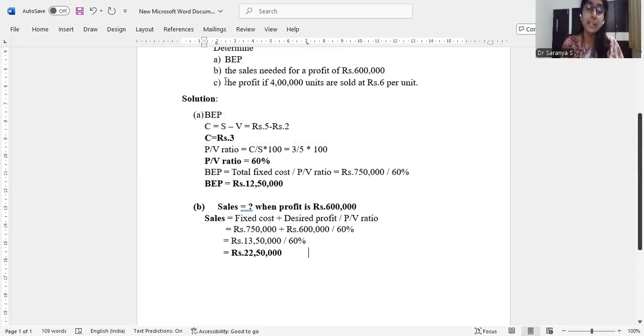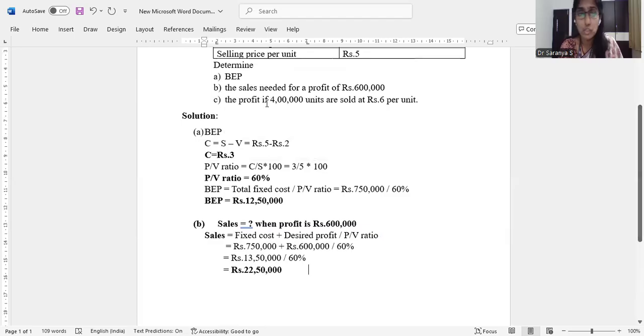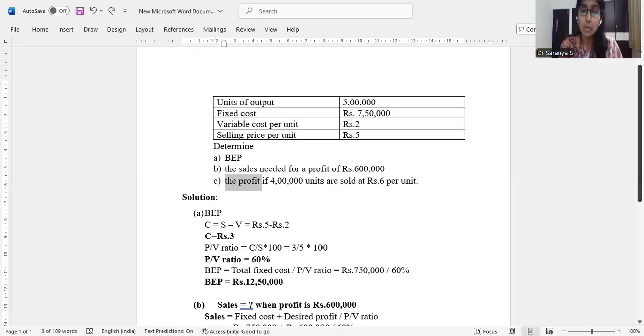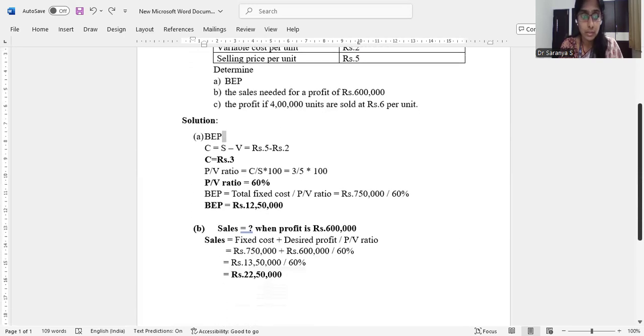Okay. And the next one, the third one, we should find out, determine the profit. So we should find out the profit if 4 lakh units are sold at rupees 6 per unit. Okay. What is the output? 5 lakh. How much is sold? 4 lakh units are sold.